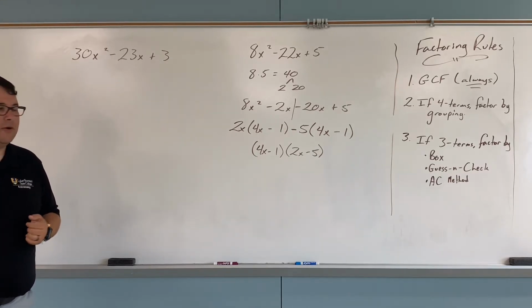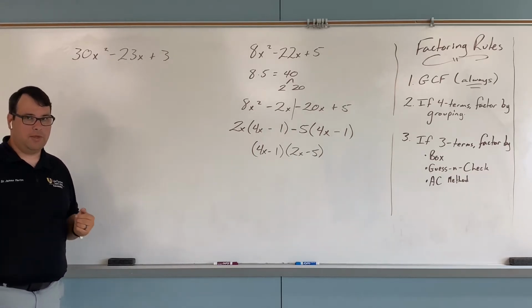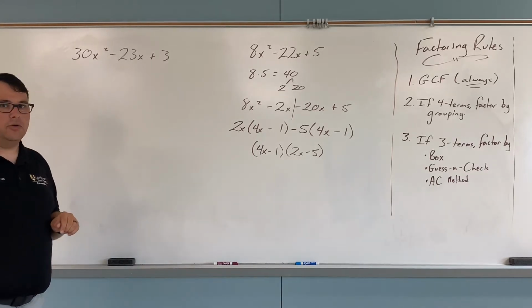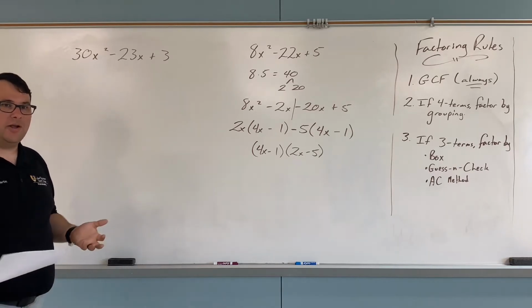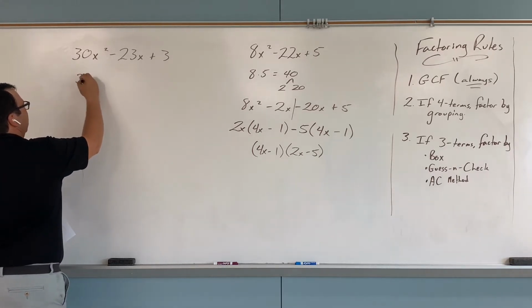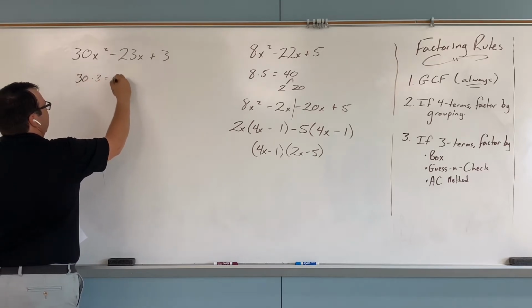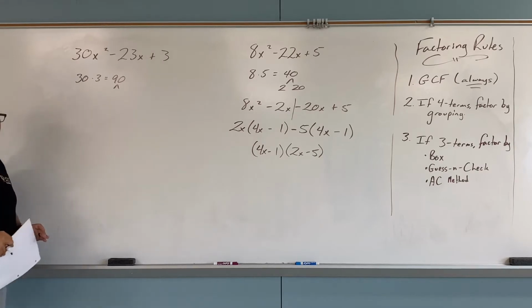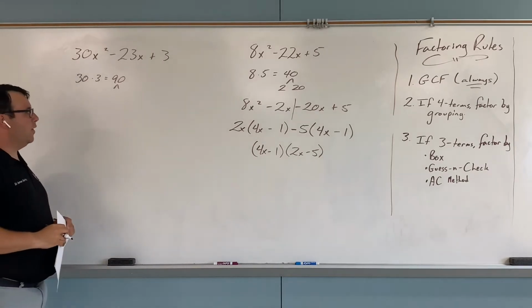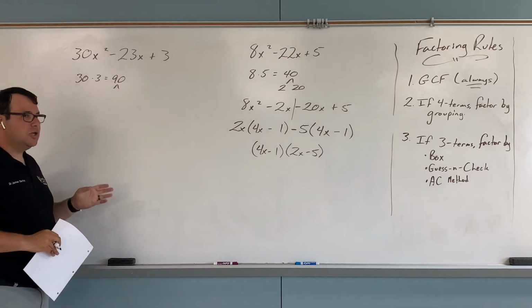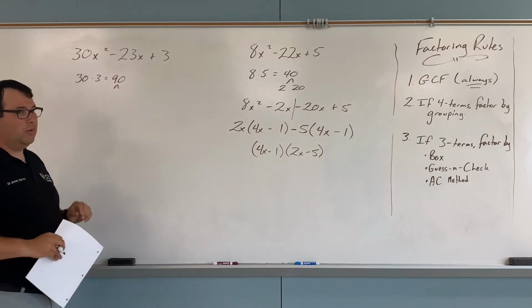Which method would you like to use? That's a personal preference. I personally will be using AC method because this lead coefficient is far greater than 3, which means I have a lot of combinations that I can use. So I'm going to take 30 times 3, which is 90. I'm going to look at some factor pairs of 90. I got a lot of them, so keep in mind you've got a lot of options here, and you have to think about what through addition and subtraction will give you 23.